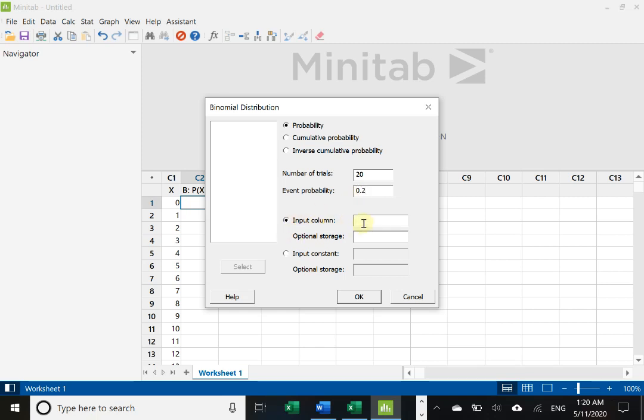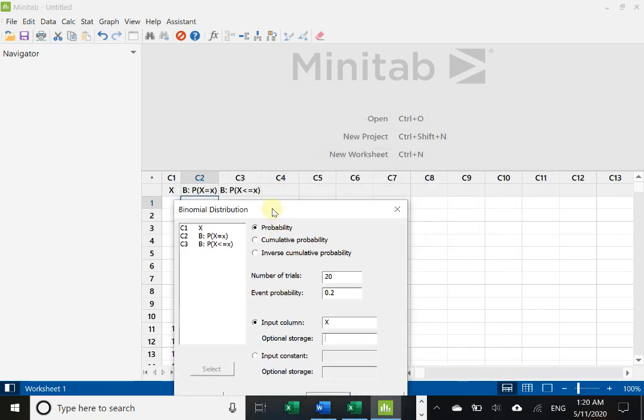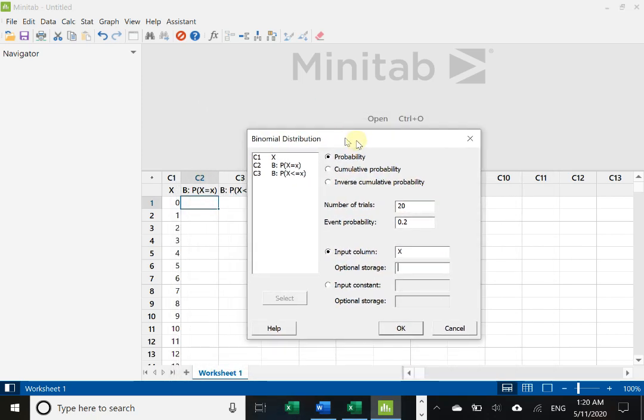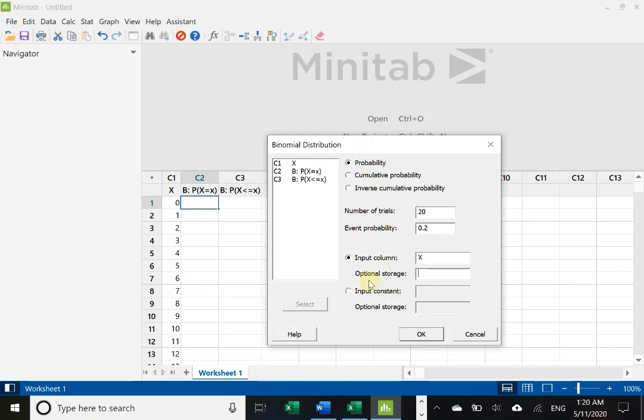Now we do have an input column. Left click once, input column is X. You can left click once, select, or you can double click. Now hit OK, and these columns, see, we have them here. That's why you see them now appearing. Okay, what else? Optional storage. Where do you want to store these probabilities? Well, we want to store them in column 2. You can type it in, is what I did, or you can choose select, and don't worry about the other button, input constant. We don't want that.